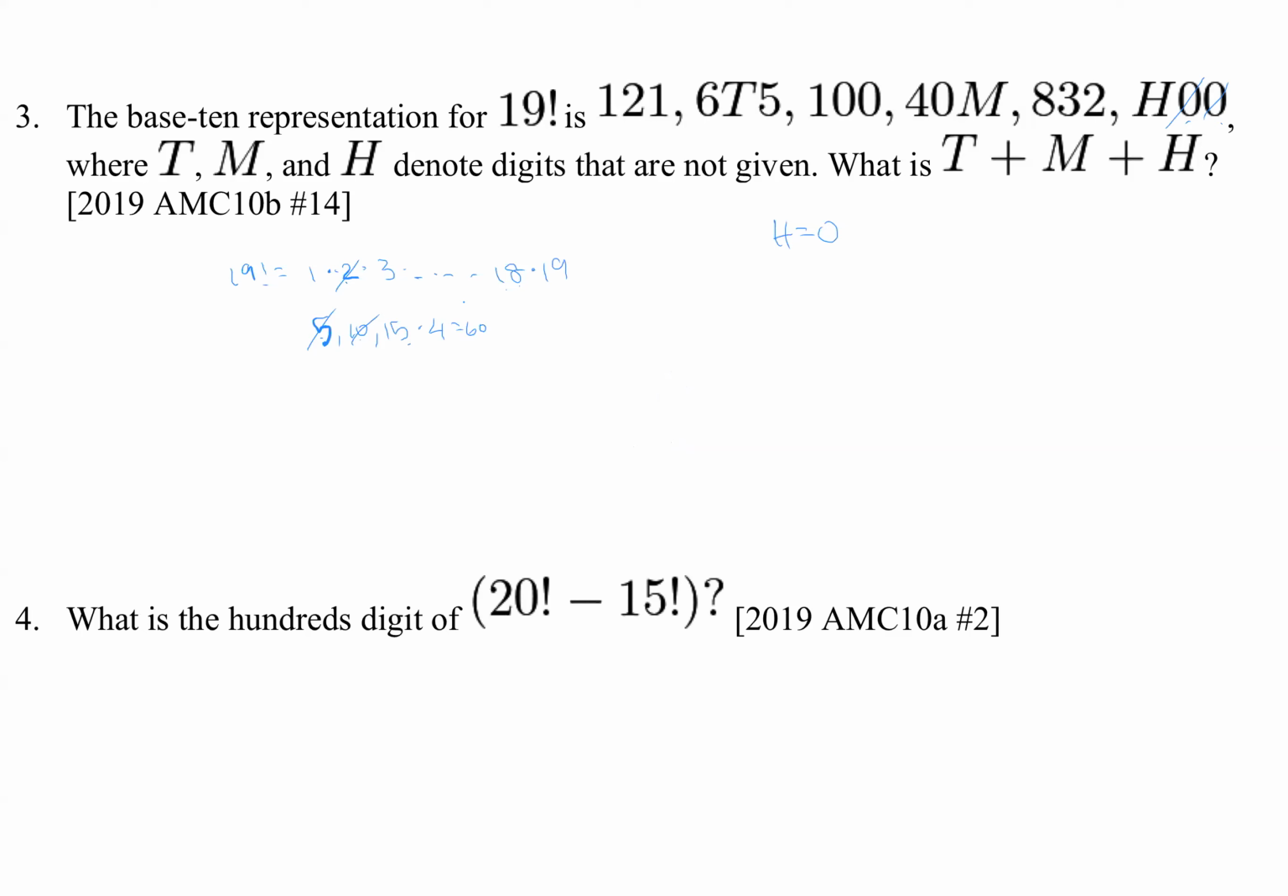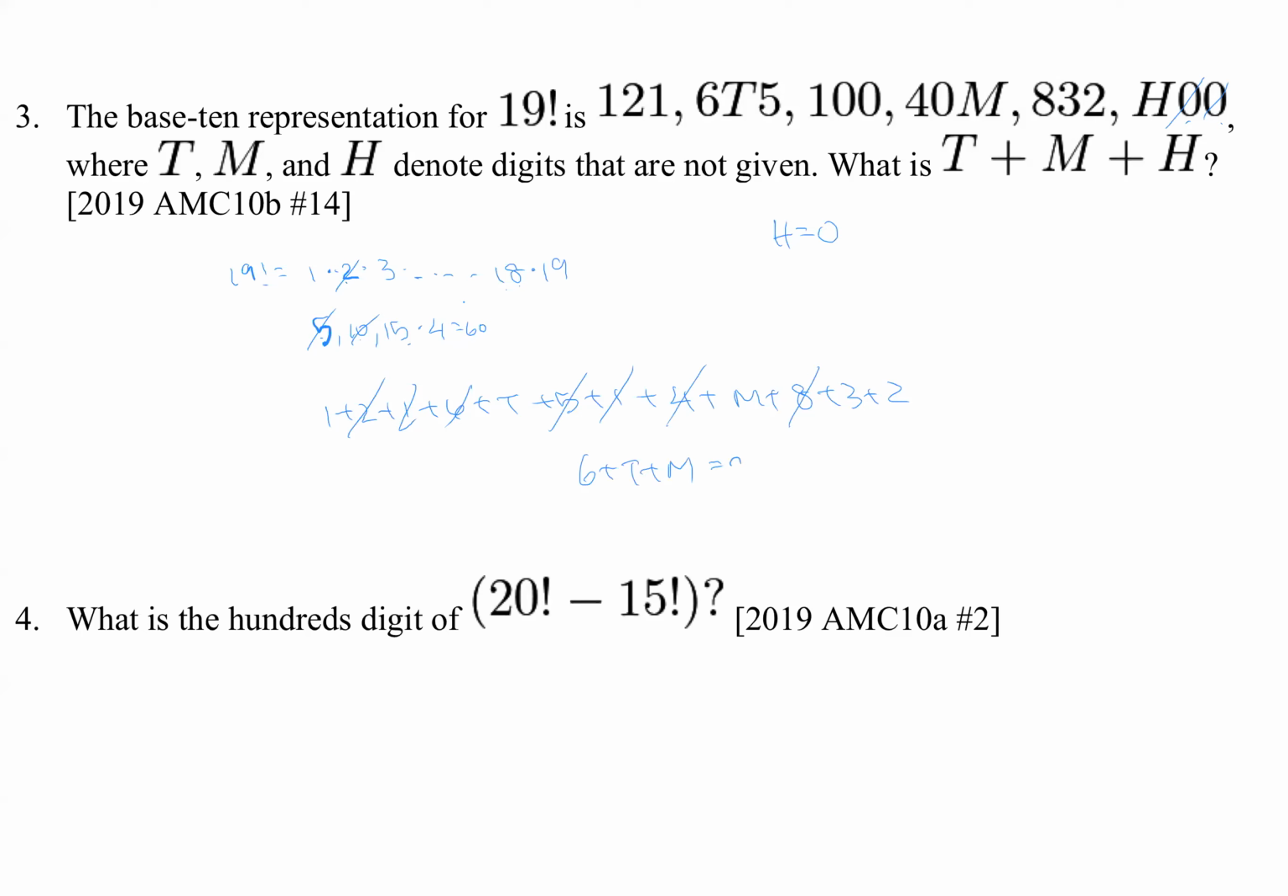So let's add up all the digits, right? So we have 1 plus 2 plus 1 plus 6 plus t plus 5 plus 1 plus 4 plus m plus 8 plus 3 plus 2. I just ignored all the zeros because they're irrelevant to the sum. And then we know that 6 plus 1 plus 2 is divisible by 9. We know that 5 plus 4 is divisible by 9. 8 plus 1 is divisible by 9. So we're left with 6 plus t plus m is divisible by 9.